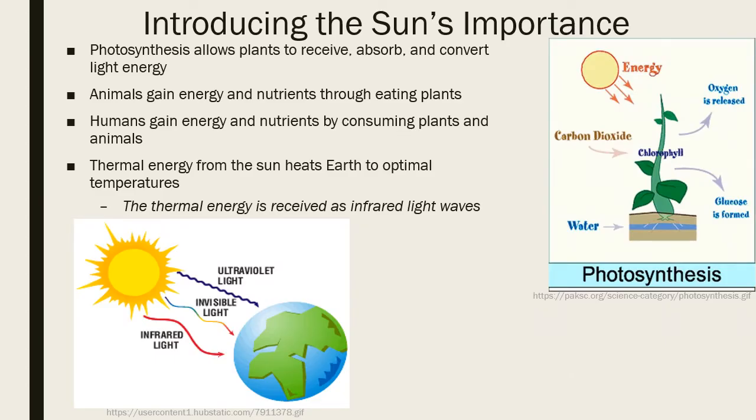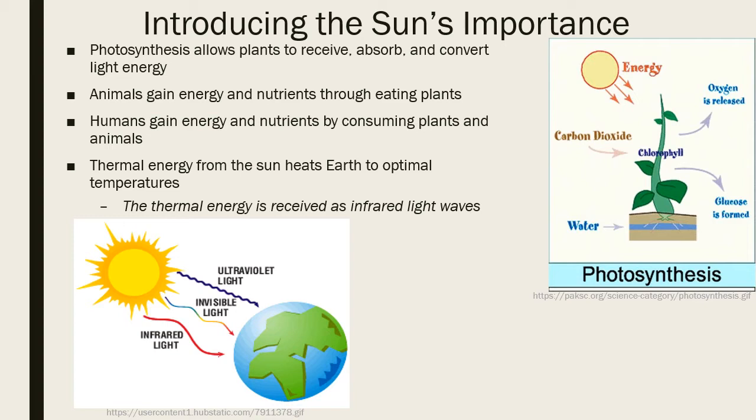Introducing the sun's importance. Photosynthesis allows plants to receive, absorb, and convert light energy from the sun into chemical energy that can be used as a source of food or fuel to power the internal mechanisms that a plant must carry out to live. Animals can then gain energy and nutrients through eating plants, followed by humans gaining energy and nutrients when they consume plants or animals.